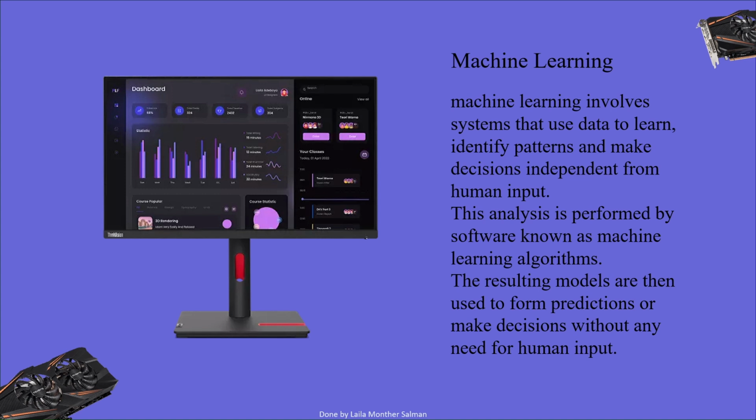Machine learning. Machine learning involves systems that use data to learn, identify patterns, and make decisions independent from human input. This analysis is performed by software known as machine learning algorithms. The resulting models are then used to form predictions or make decisions without any need for human input.